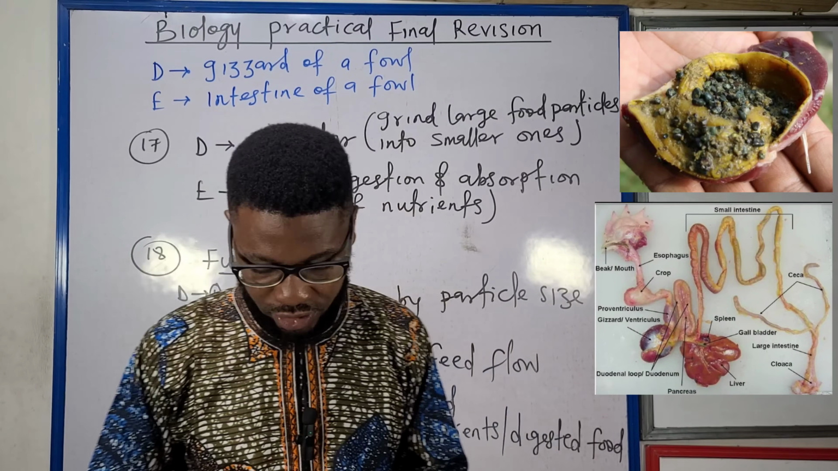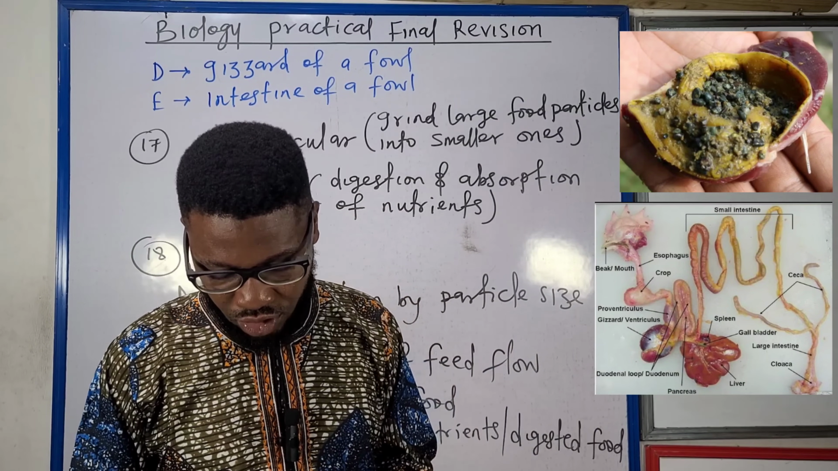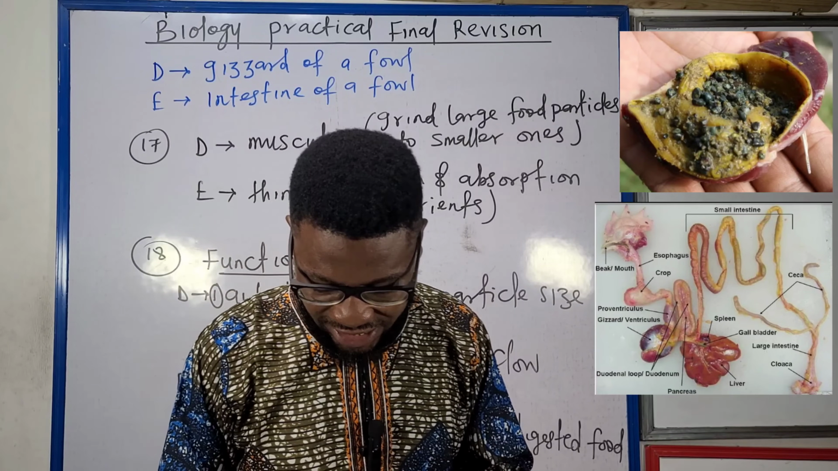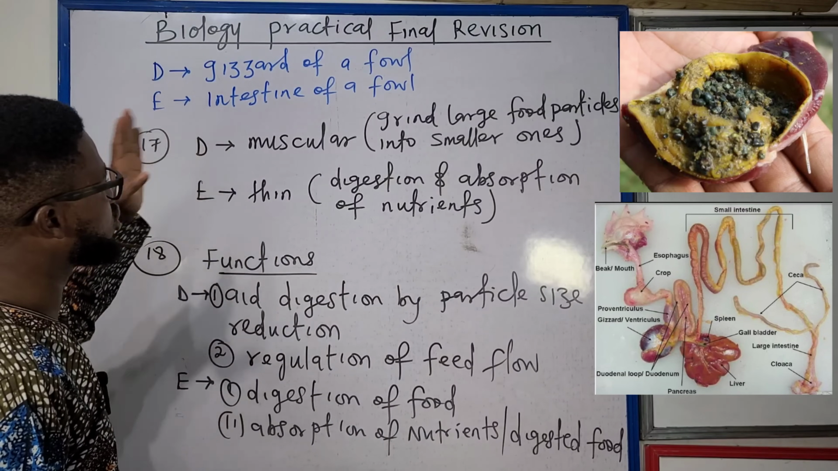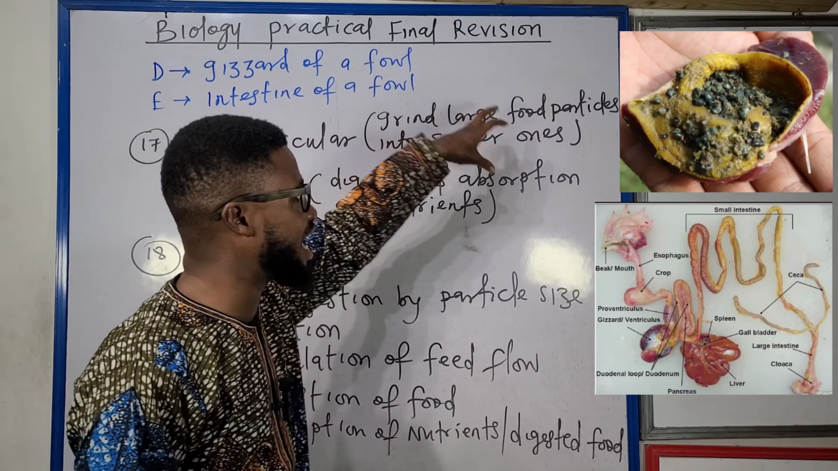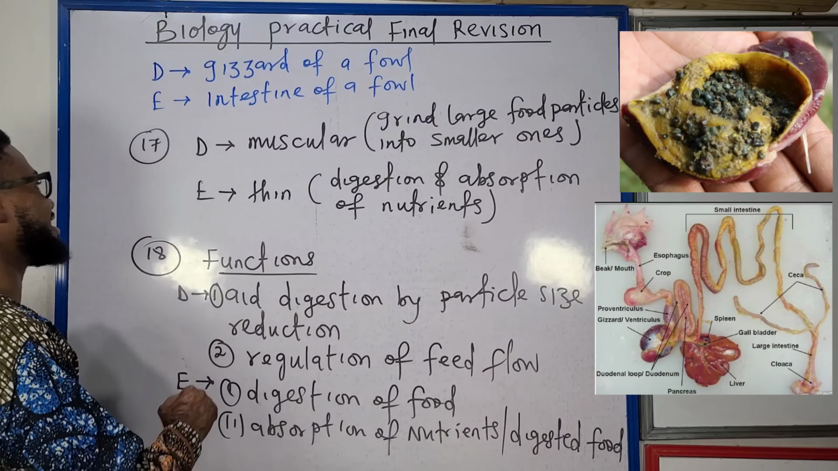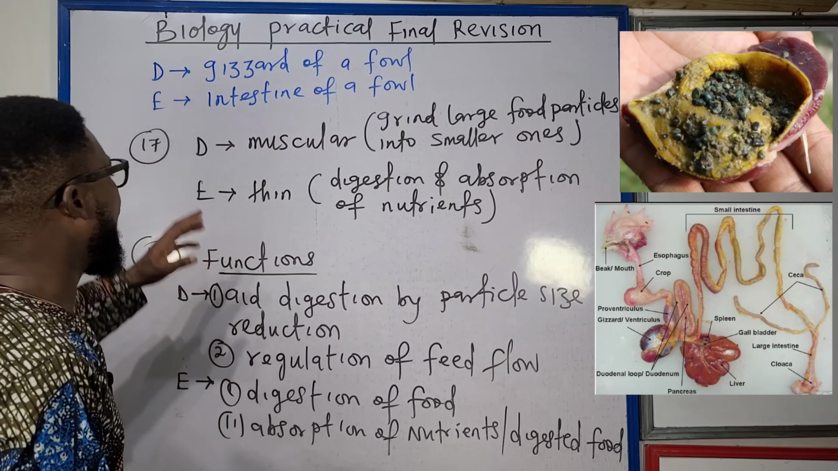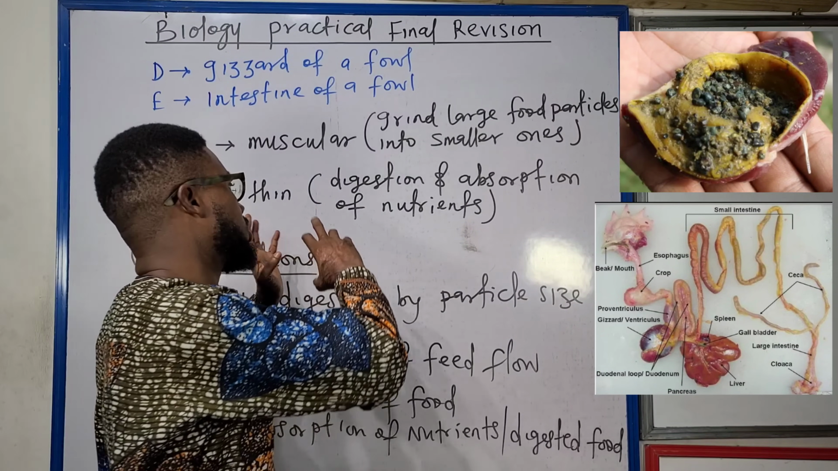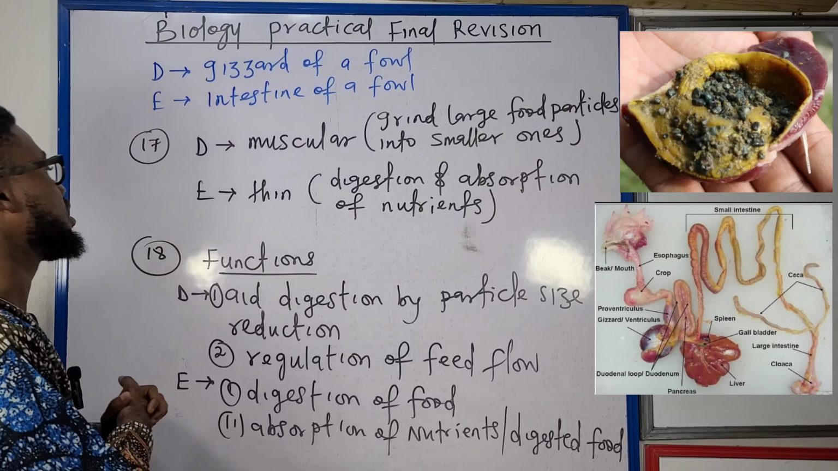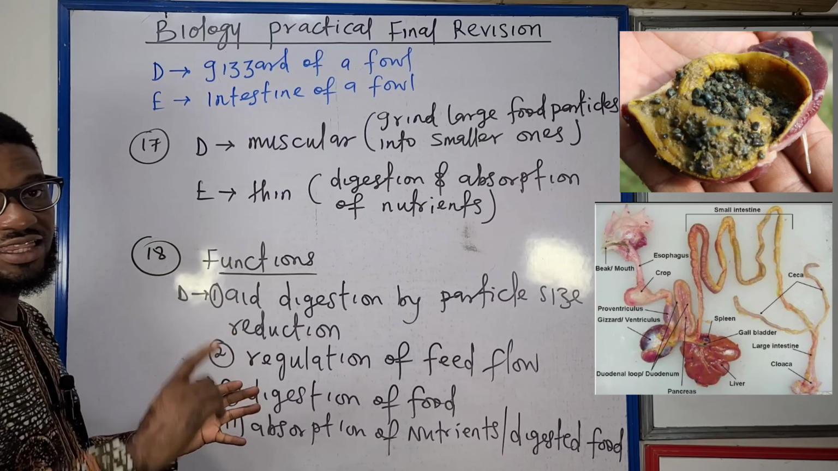So when you look at that question again, give one feature that makes specimen D and E suitable for their function. For specimen D, what makes it suitable for its function of grinding large food particles into smaller ones is that it is muscular. And what makes E able to perform its function of absorption of soluble food or nutrients into the blood is the fact that it is thin.